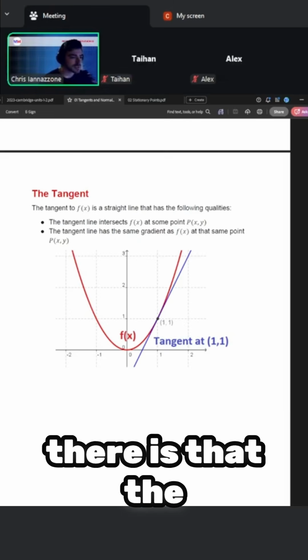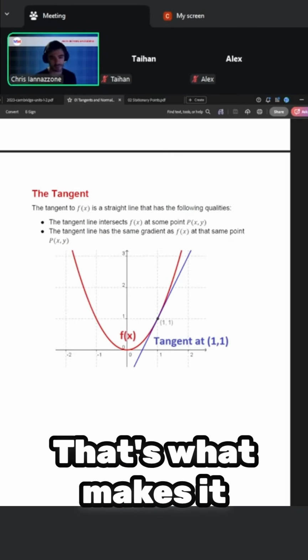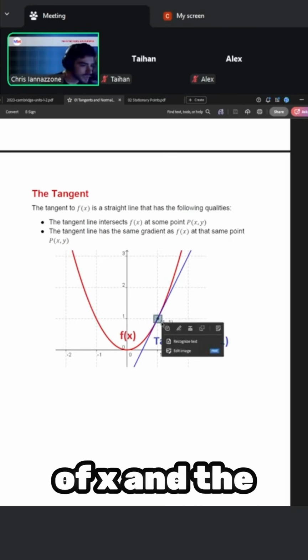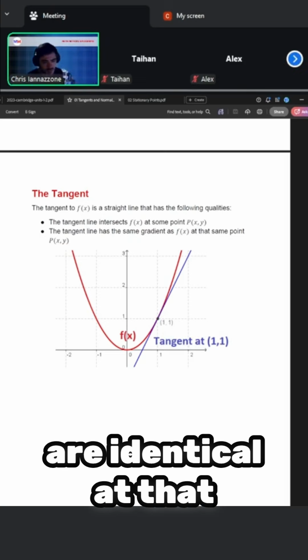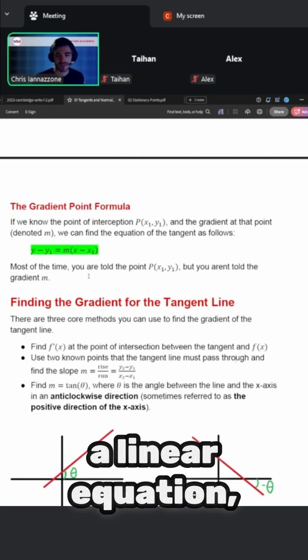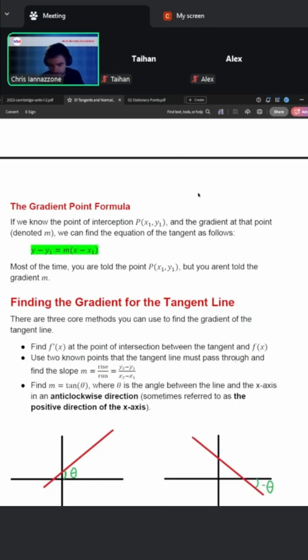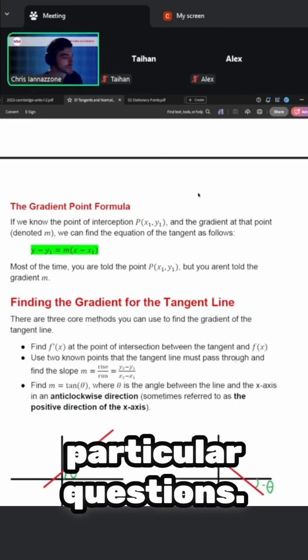The last criterion is that the gradient of the tangent line has to be the same as the gradient of the function. That's what makes it brush up against the side. The gradient of f of x and the gradient of the tangent are identical at the point at which they intersect. So with those criteria, you are fundamentally finding a linear equation, and so the gradient point formula, or otherwise y equals mx plus c, are going to be your friend in solving these particular questions.